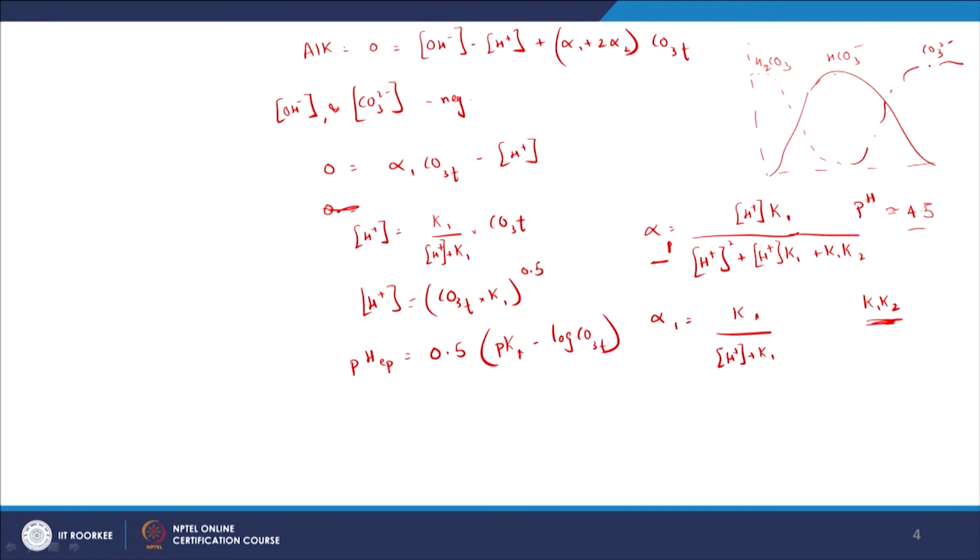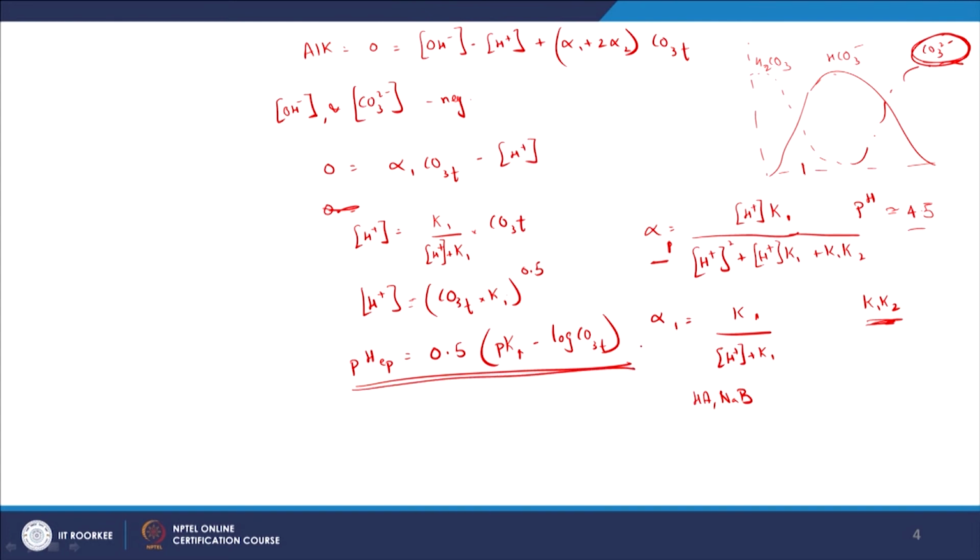And as you see, this was similar to our particular case when we looked at just HA and NaB. And why is that? Because at a pH of 4.5, we are neglecting CO3 2 minus. So, in effect, the system we are considering is a monoprotic system here. Anyhow, we end up with this particular equation.